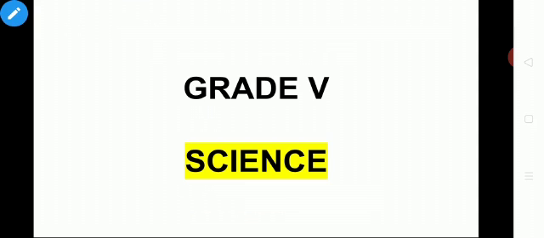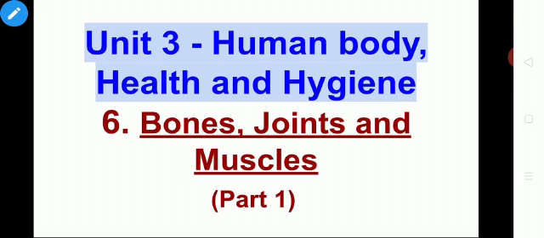This is our science class for grade 5. Science is always interesting. Today we are going to see Unit 3. So far, you have studied 2 units. In that, we have covered 5 lessons. Today, we are going to start with Unit 3. What is Unit 3? Human body, health and hygiene.